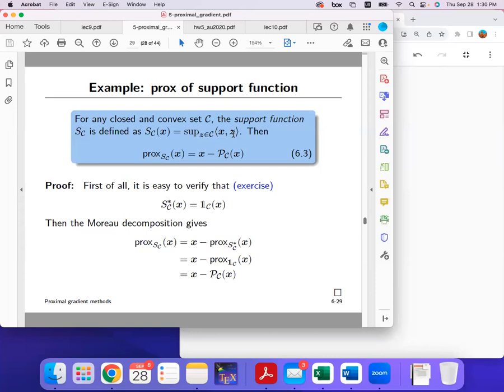The projection operator is looking for a point on the set that has the minimum distance, but this function is looking for the z that achieves the maximum correlation over the entire convex set. So this is called the support function.